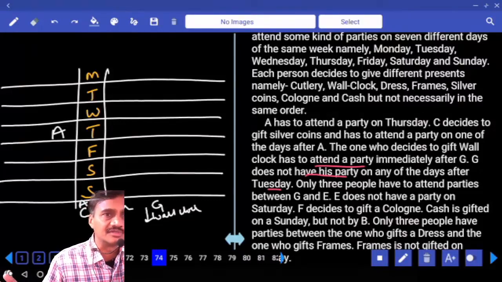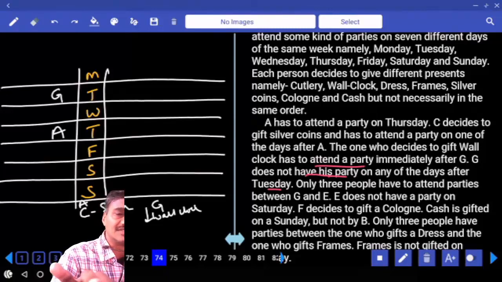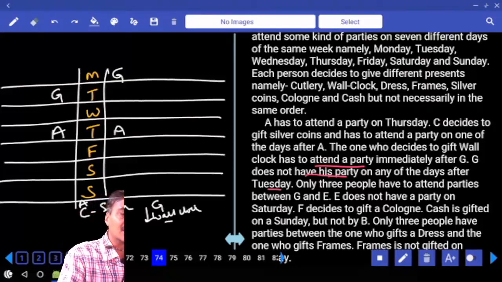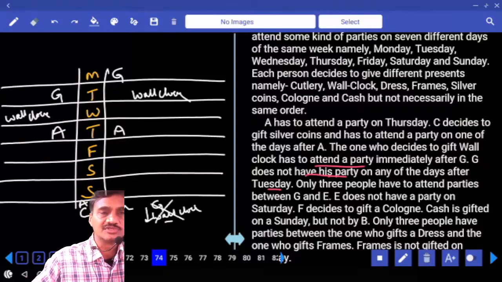Not after Tuesday. If not after Tuesday, then it can be Monday or else Tuesday. And so many possibilities we have? Two possibilities. And two possibilities for this G. So G can be on Tuesday or G can be on Monday. Right? Two possibilities. If G is on Tuesday, the one who has decided to give wall clock must be immediately after this G. Here also wall clock is immediately after this G. Now we have done with this information.